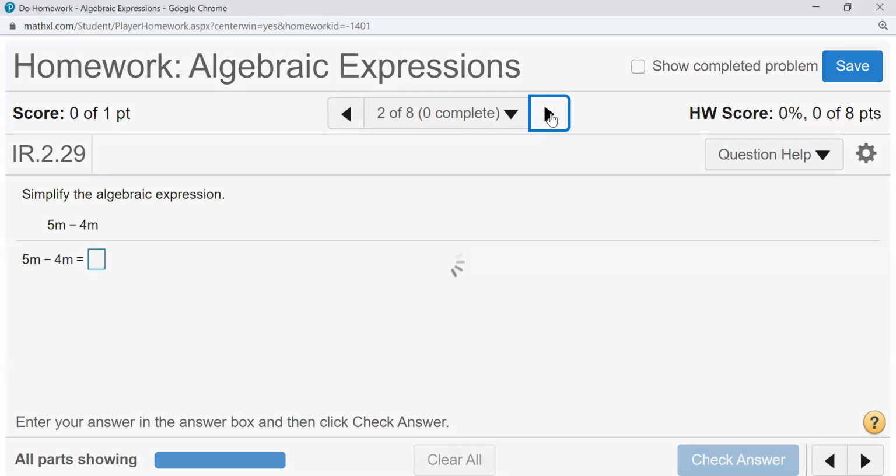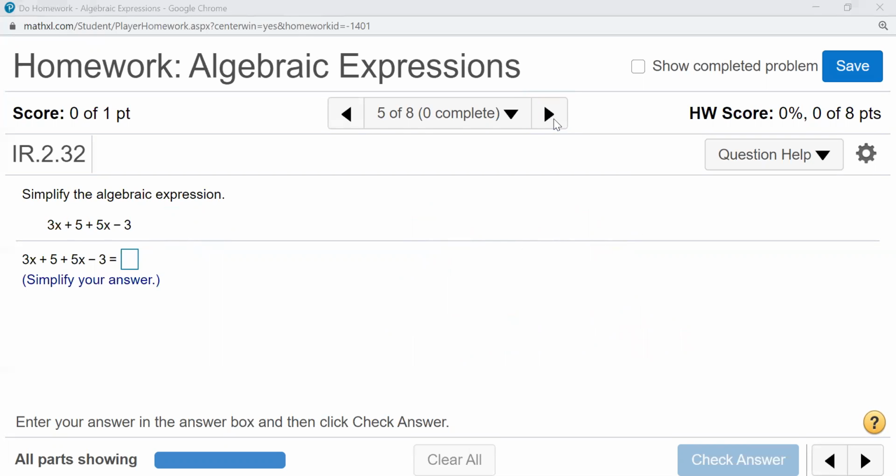So let's continue on. Let's see if we can find a nice, juicy one. Yeah, we can try this one. So what we're doing is we're simplifying. We're going to combine any like terms, and then there's nothing left to do. We don't have to solve it. There's no equation to solve. We're just straight up combining like terms. So the only like terms I see are the 3x and the 5x.